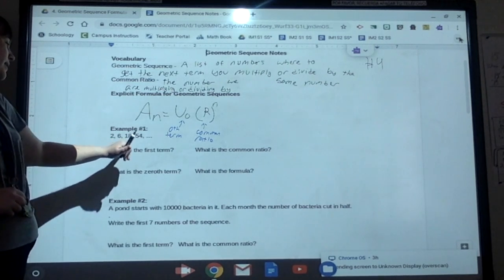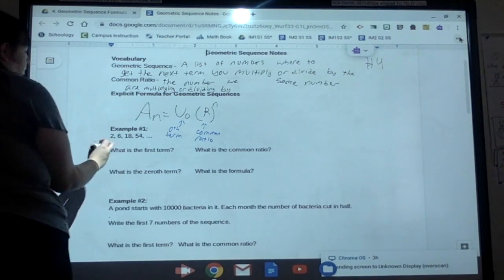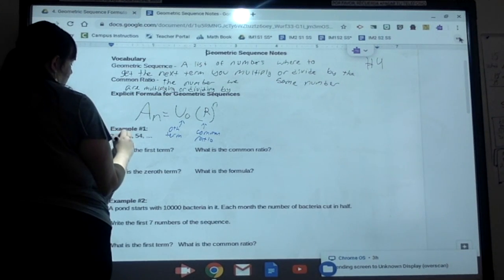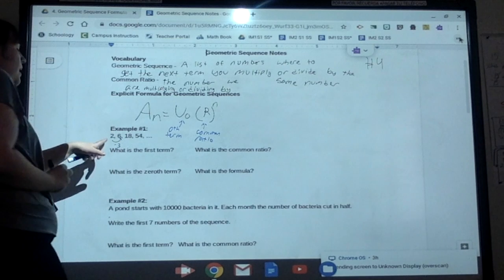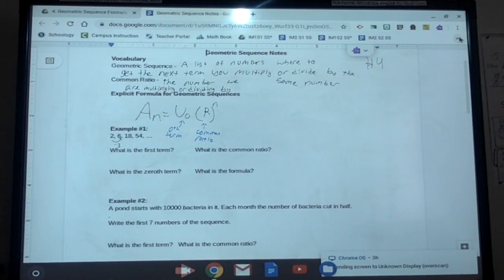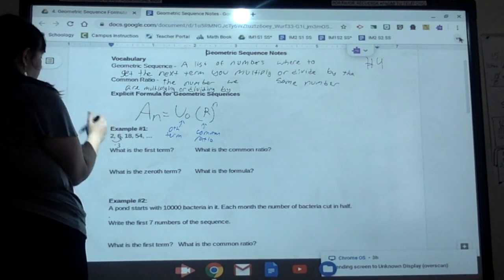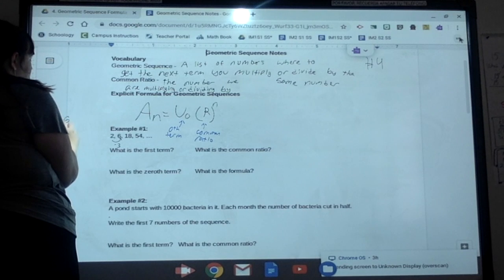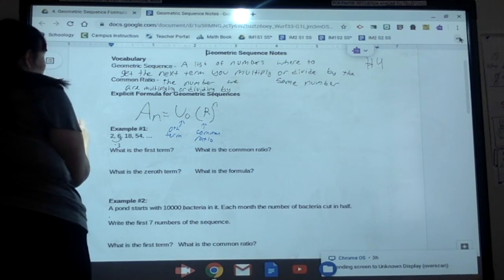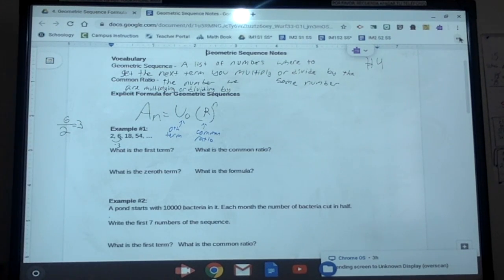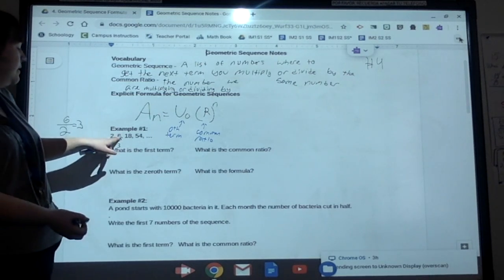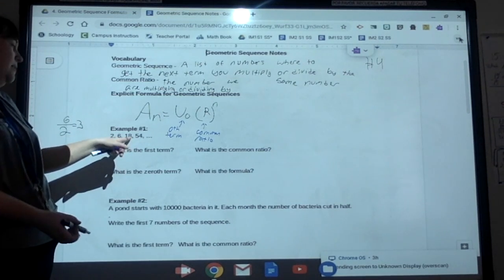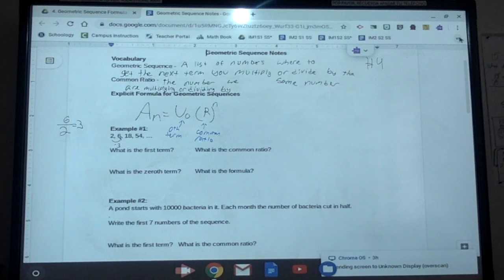2 to 6 to 18 to 54. To get to 6 from 2, you do 2 times 3. If you think it's geometric, but you don't know what you're multiplying by, here's how you figure it out. You take the 6, the second number, and divide it by the 2, and you'd figure out that you're timesing by 3. So then you just check it. Is 6 times 3 18? Yep. Is 18 times 3 54? Yep. Right?